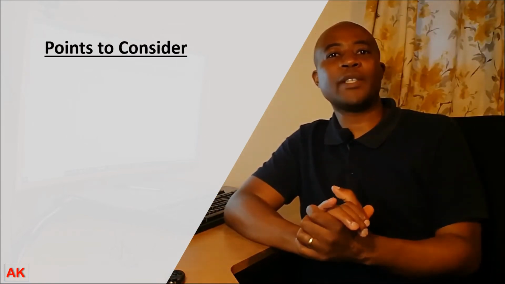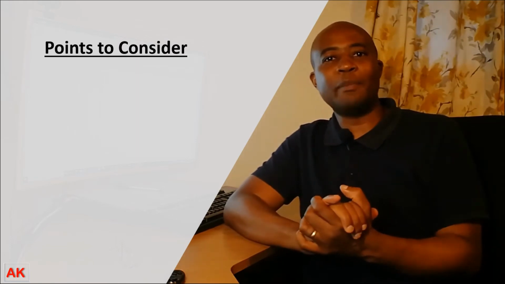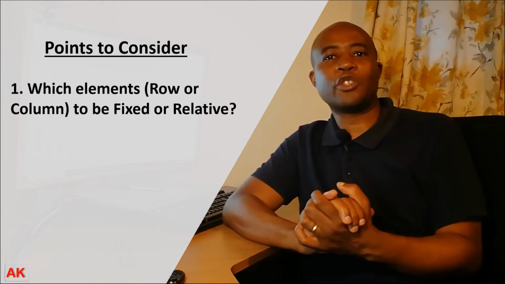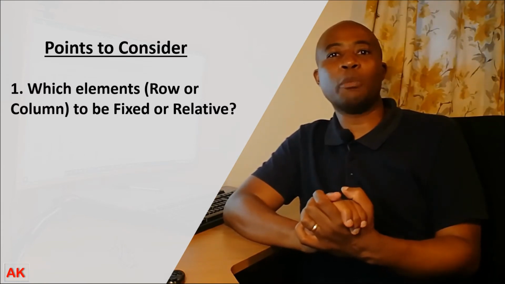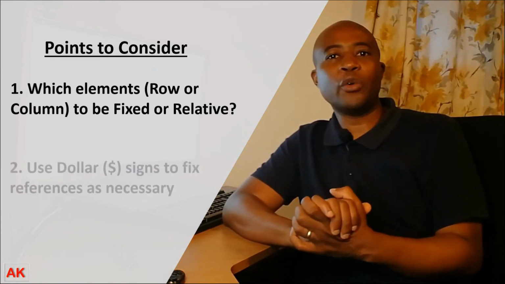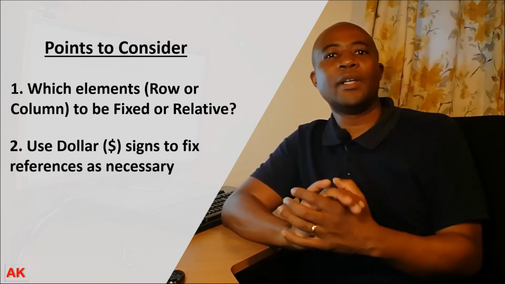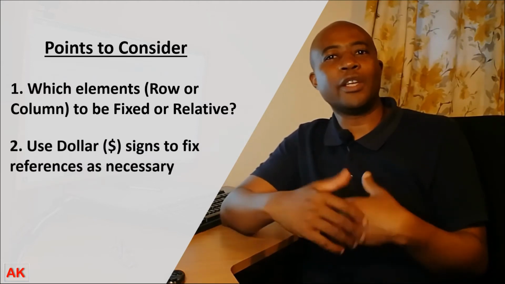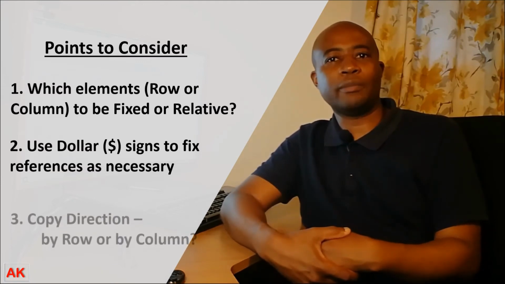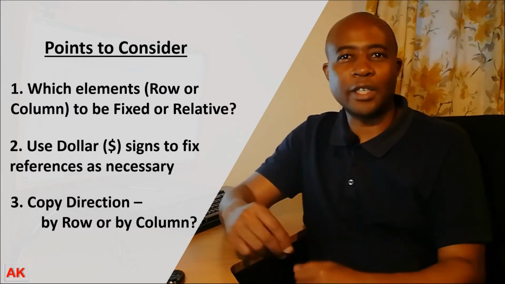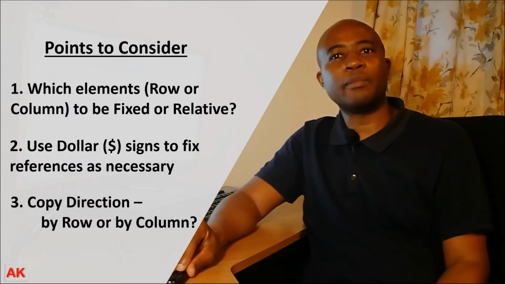Once we are done with that, we will consider what the copied formulas will refer to after pasting them in and decide which elements should be fixed or relative. Those references that should not change for every formula copy are fixed, and those that should change are kept as relative references. Lastly, we consider the direction of our copy action, by row or by column, and then modify our cell references to give us the outcome that we expect.